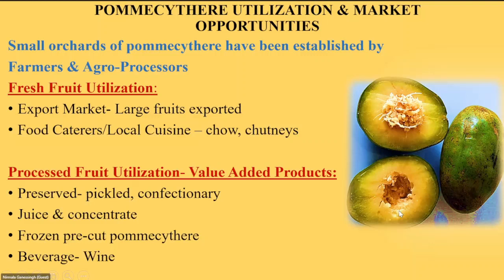This slide shows the utilization or usage of the Pommecythere fruits. Small orchards of Pommecythere have been established by farmers and agro-processors in Trinidad for fresh fruit usage and processed fruit usage. Fresh fruit usage includes the export market, where large fruits are exported, and food caterers, for example showers and chutneys. Processed food utilization includes value-added products, preservatives, pickled and confectionaries, fruit juice and concentrates, frozen pre-cut Pommecythere, and the beverage wine industry.